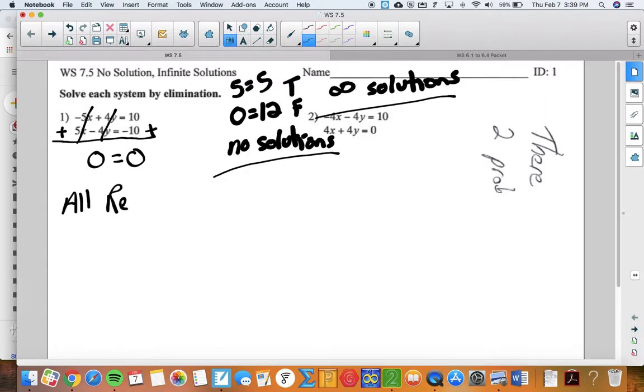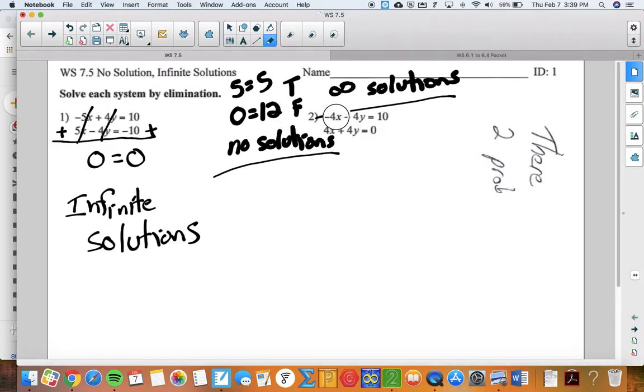All real. Ooh, just kidding. It is infinite solutions. I shouldn't say all real numbers. Infinite solutions. Anything that would be a solution on the top equation is also a solution on the bottom equation. Let's try the next one.